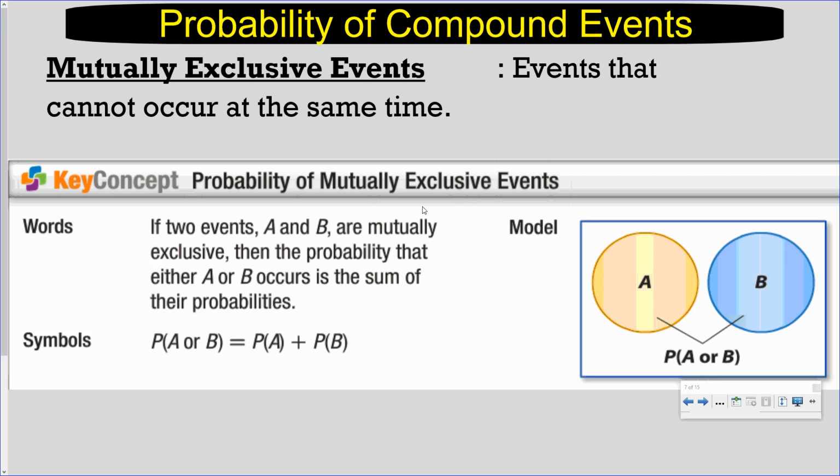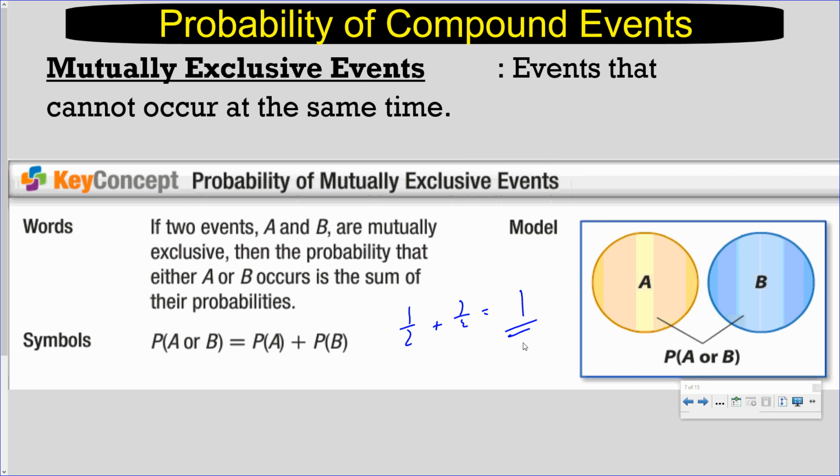Okay? So the probability that either A or B occurs is the sum of their probabilities. We're just going to add the probabilities together because it can't be both. So like if I say what are the chances of flipping a coin and getting heads or tails? Well, they can't both happen. Odds of getting heads is 1/2. Odds of getting tails is 1/2. We add those together, we get a probability of 1. If you flip a coin, you're going to get heads or tails. That's how it works.